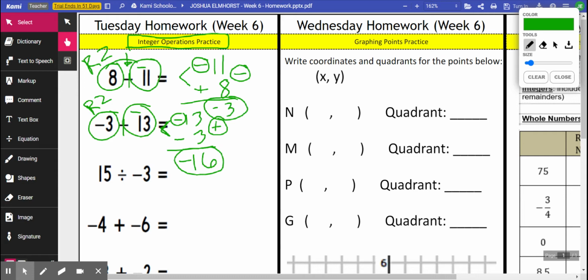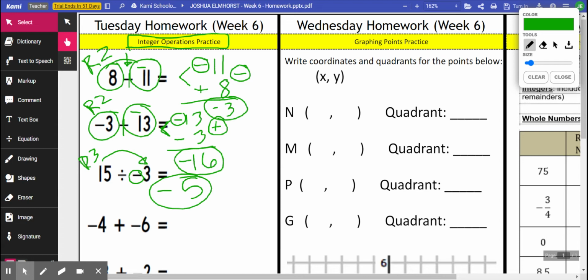So we got 15 divided by 3. So we're going to divide the numbers. 15 divided by 3 is 5. And this is rule 3. Rule 3 says if we have just one negative when we're dividing, then our answer is going to be negative.